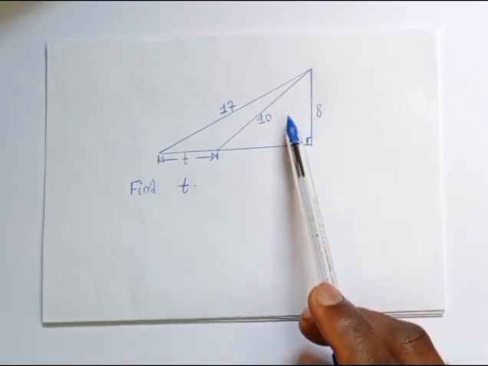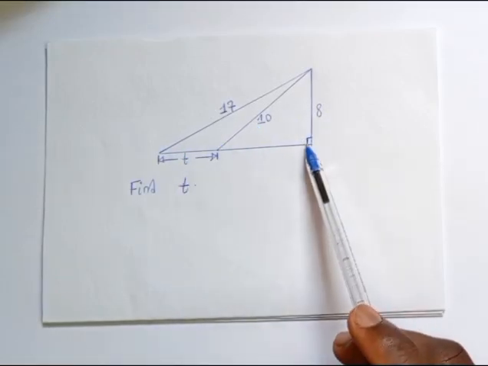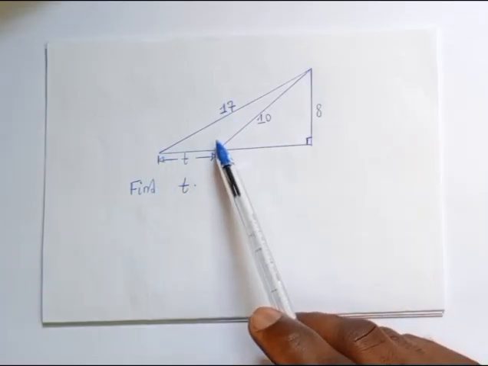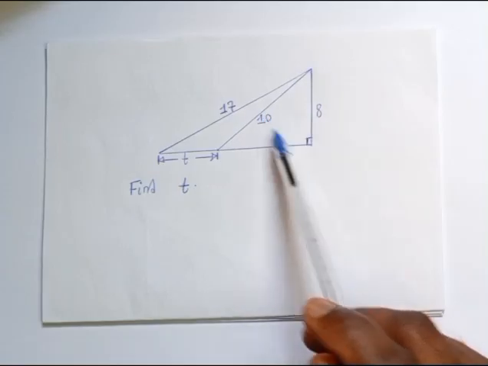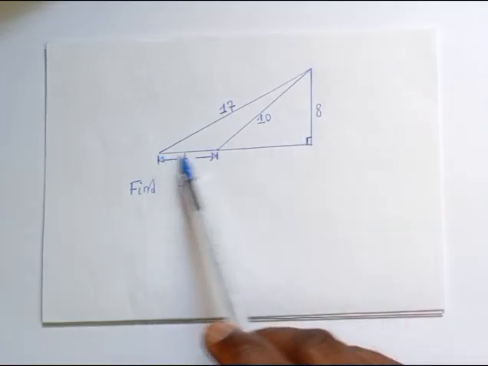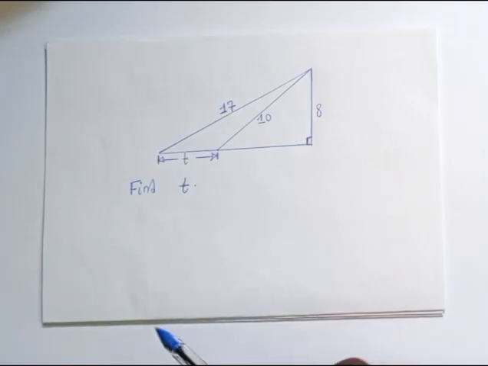We have the following right angle triangle. The distance from here to here is 17. From here to here is 10. From here to here is 8. We are to find this distance from here to here, which is t.